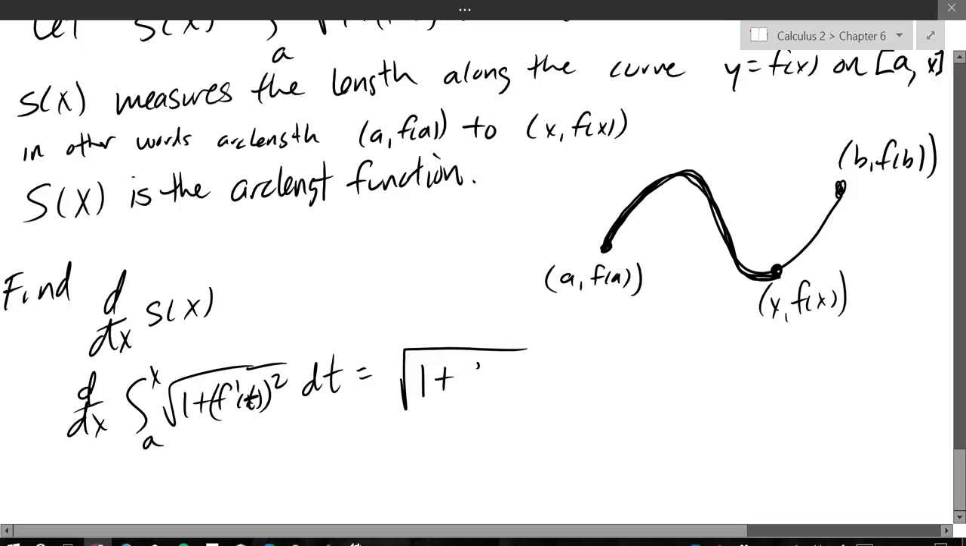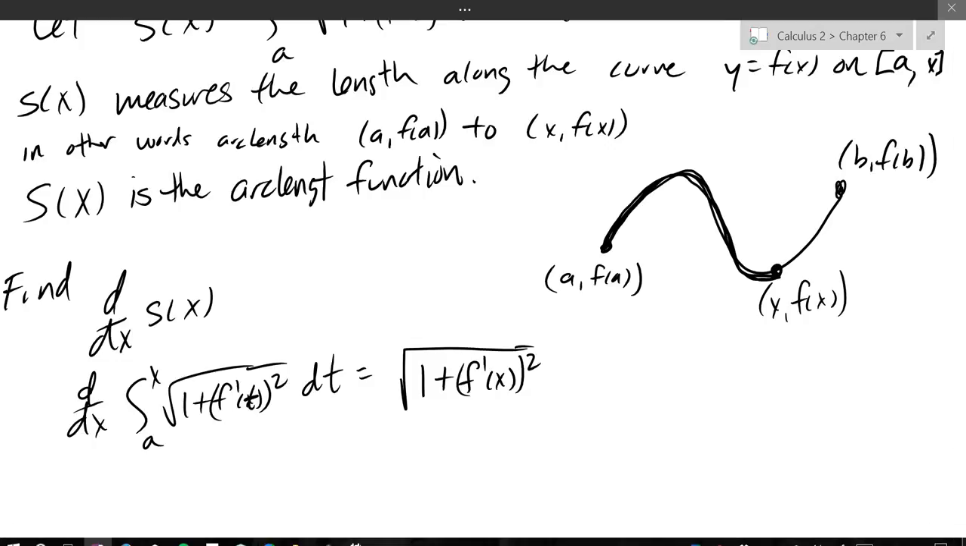The other thing that happens, you do get f prime, but now it's f prime of x squared. So where there was a t, you're going to use the letter x, with variable x in there. So this is the first fundamental theorem of calculus right here. Derivative cancels integral.